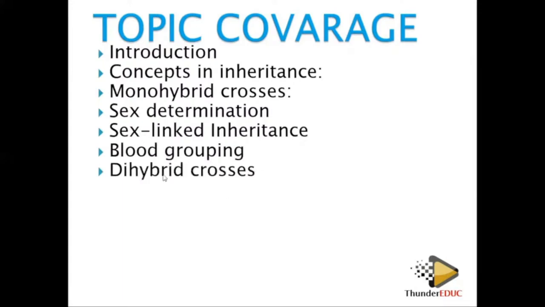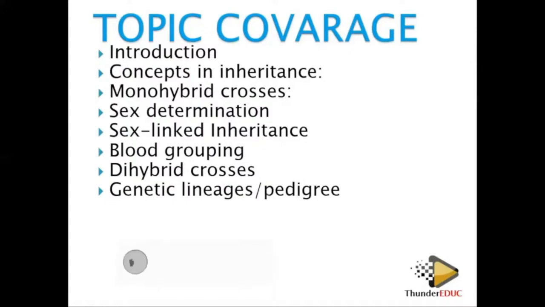Dihybrid crosses. When we talk about dihybrid crosses, we mean inheritance of two characters. Di means two. Genetic lineages or pedigree. These ones are tracing characters in your family. In most cases, you're going to be looking at the disorders which can be inherited by the family.